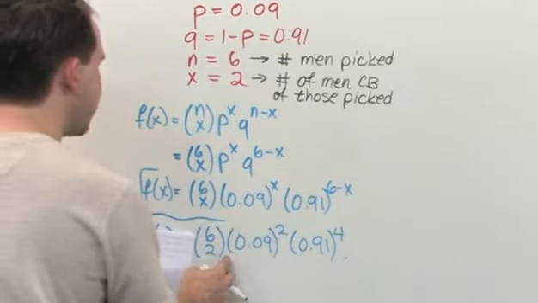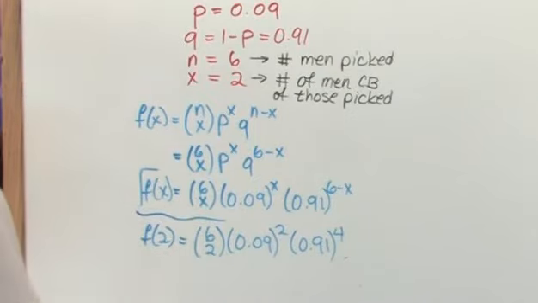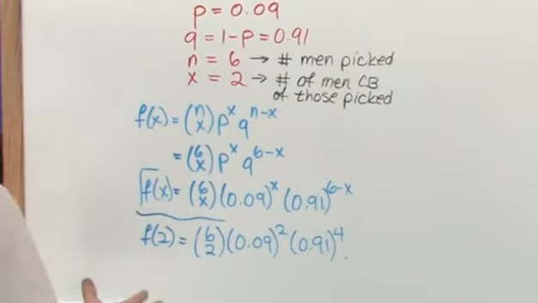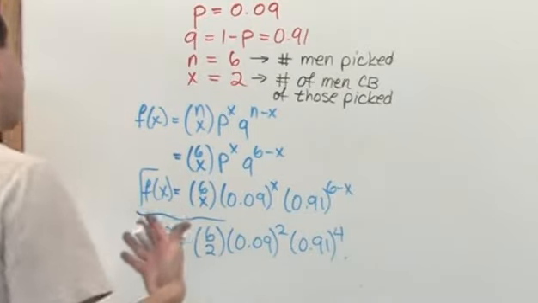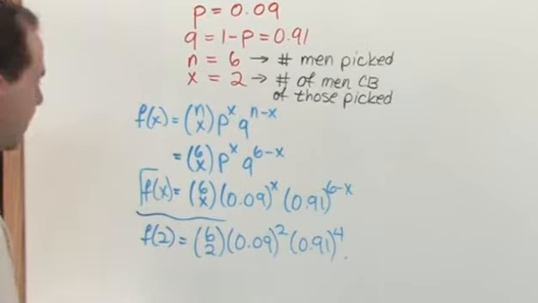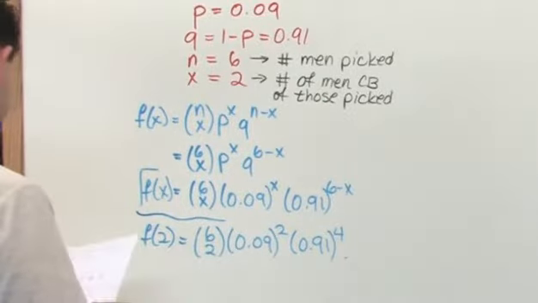And then finally in the front I have a multiplier, which is the combination of 6 chosen 2 at a time. Those are all the different ways that I can arrange picking these people. Maybe the first 2 people I pick were colorblind, and then if the next week I go get some other people, maybe the last 2 people I pick were colorblind. All of those different scenarios relate to the total number of ways I can choose those people.